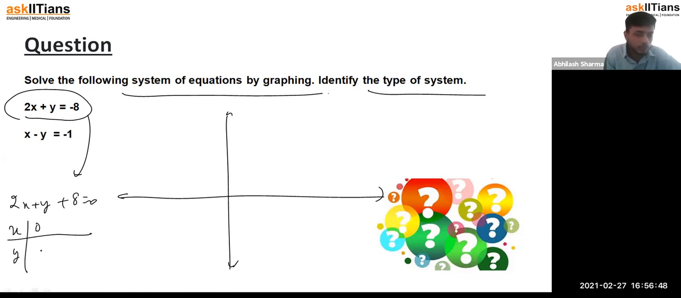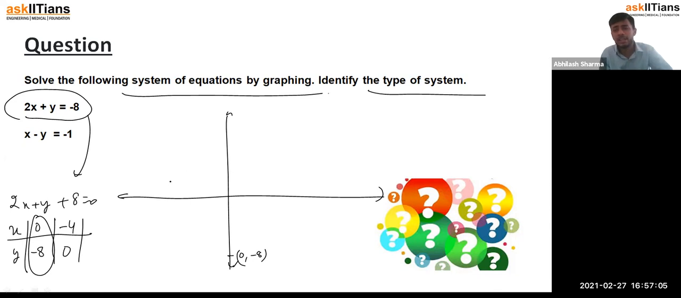So when x is 0, y will be -8, it satisfies this. Then when y is 0, how much is x? X is -4. So these 2 points, how can we mark? 0 comma -8 is, let's say, here.